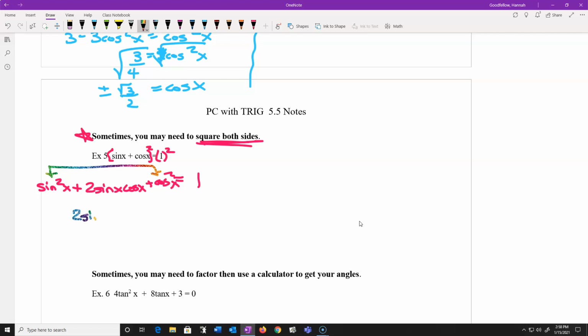2 sine x cosine x is equal to 0. I hate that color. I'm going to get rid of that. And you would solve in that regard.